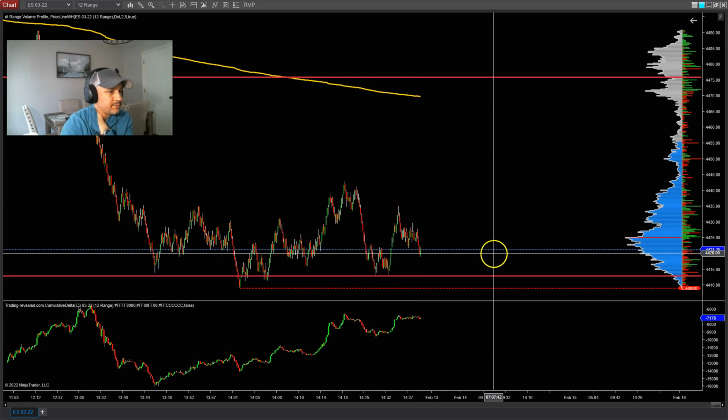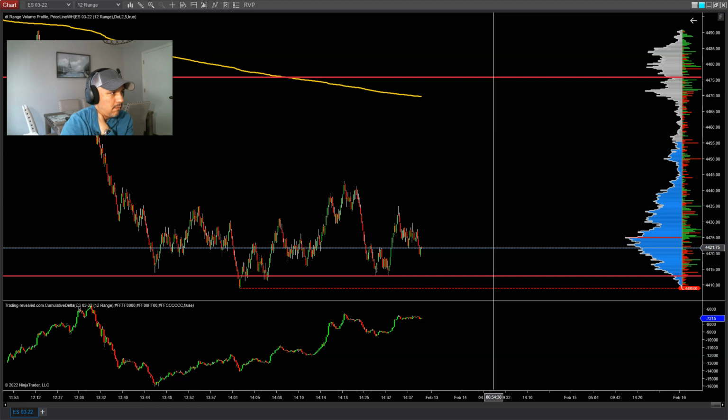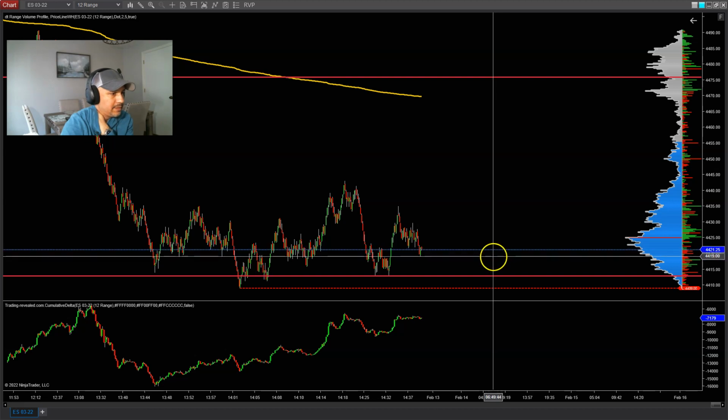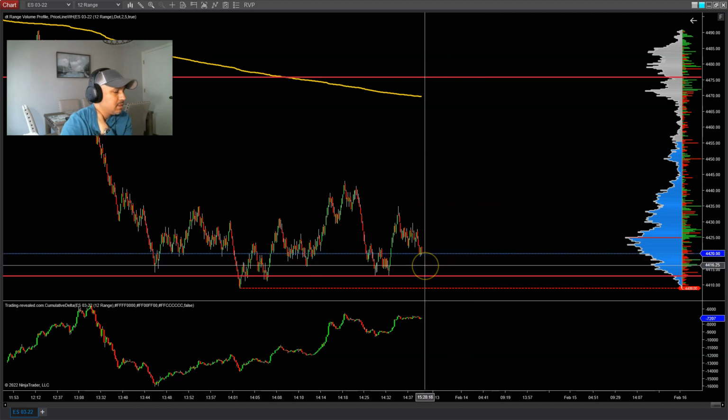I'm looking for pullbacks. Price has not hit that area though. I'm looking for it to come lower, so I'm just going to wait.